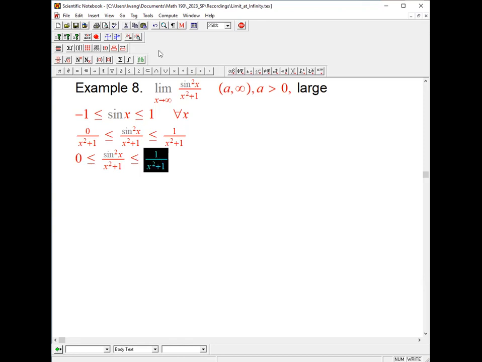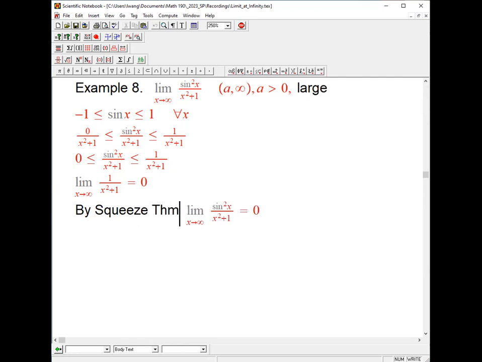The limit of that upper function, according to the theorem, is 0. And the given piece is squeezed in between, so of course that limit is going to be 0. So you can say by the squeeze theorem, that limit equals 0.